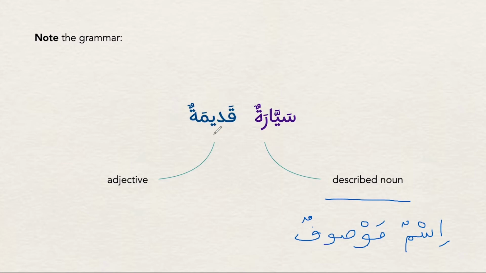And now we have here the blue word qadimatun, which is the adjective in English, or in Arabic we call it the sifah. And you can see sifah actually comes from wasafa, the verb to describe. So sayyaratun qadimatun, an old car. And that's terminology we can use, either described noun or adjective, or ism mawsoof and sifa. And you can even say mawsoof sifa to describe this grammatical phenomenon which we call the noun phrase.